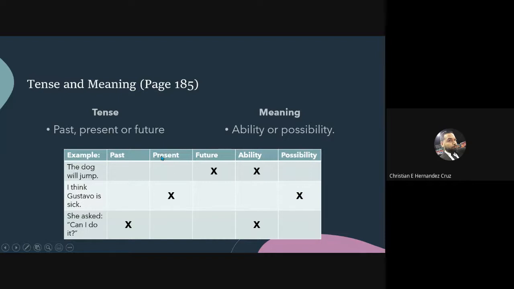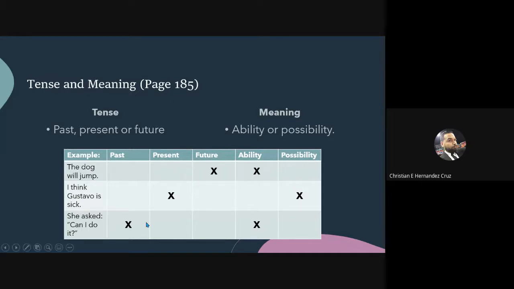How do we know this is present and not past or future? Well, we're looking at the be verb. Y recuerden que is siempre está en presente. Well, puede ser usado en futuro, but in a simple sentence like this, where there's no other context, sería presente.